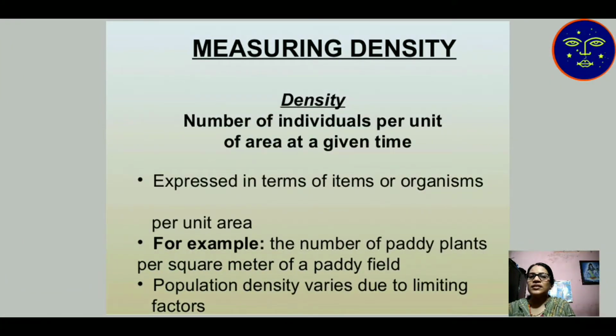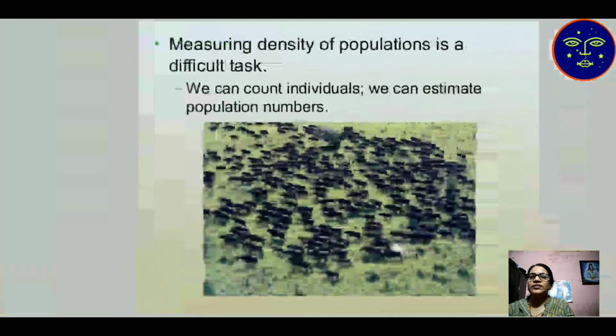Then measuring density. Density is the number of individuals per unit area. In a particular area, how many individuals are present is known as its density. It is expressed in terms of items or organisms per unit area. How many organisms are present in a particular unit area is known as population density. For example, the number of paddy plants per square meter of paddy field is known as its density. Then population density varies due to limiting factors.